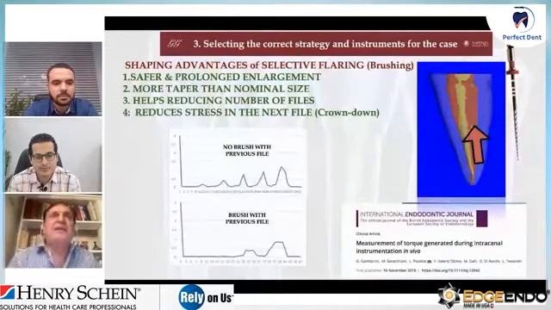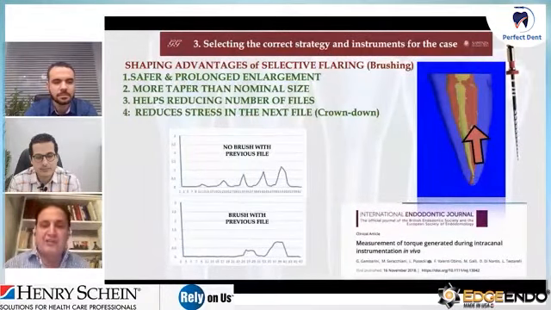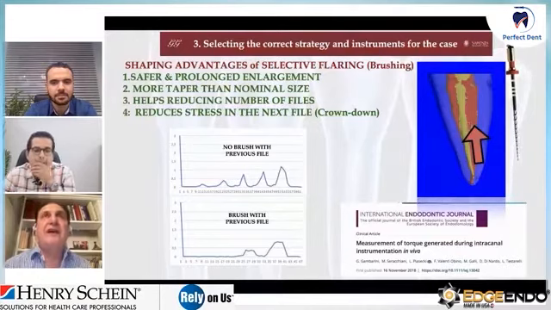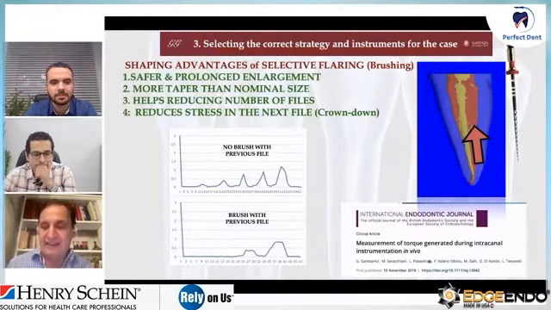We did quite a lot of testing and work about this. This is an article published in the International Endodontic Journal, because we did all measurements in vivo about this kind of technique. So everything I'm saying is evidence-based. It's not only based on my technique.